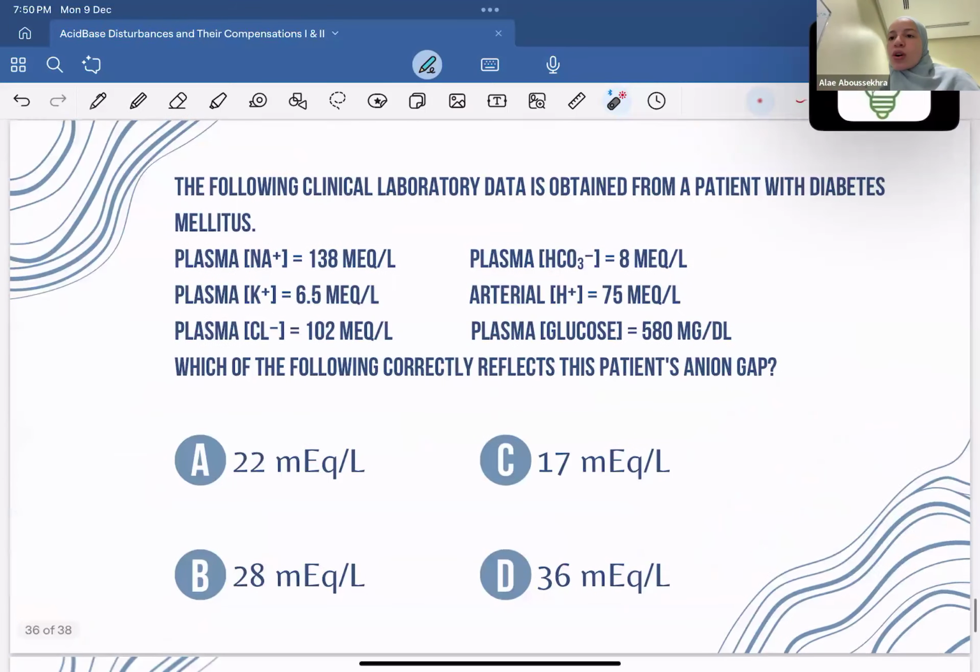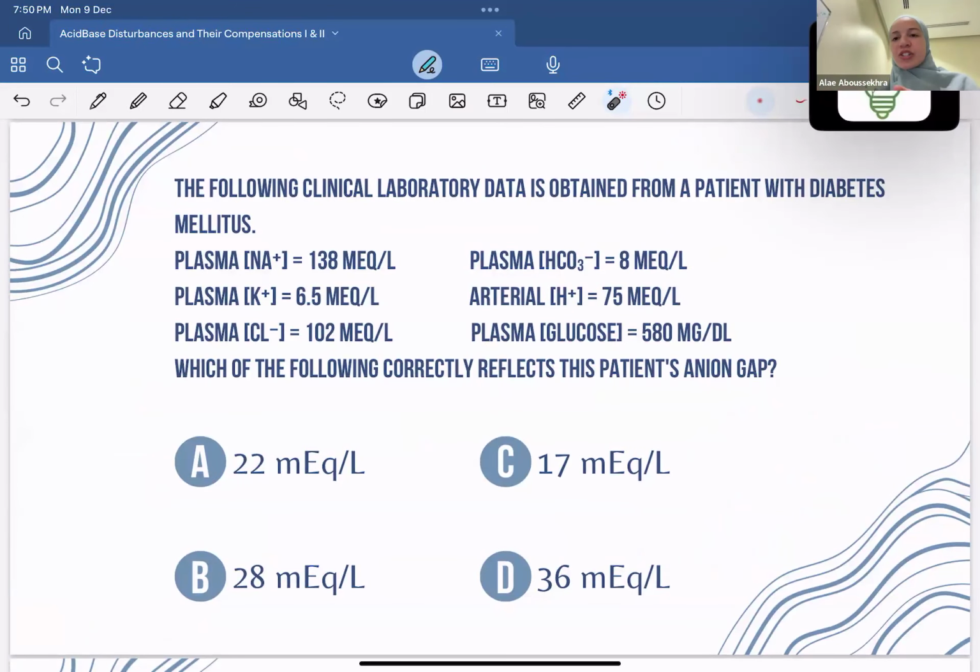Okay, so we're basically done with the lecture. I just wanted to ask this question to finish it off. The following clinical laboratory data is obtained from a patient with diabetes mellitus. Plasma sodium is 138, plasma bicarbonate is 8, plasma potassium is 6.5, arterial hydrogen ion concentration is 75, chloride is 102, and glucose is 580. Which of the following correctly reflects this patient's anion gap?